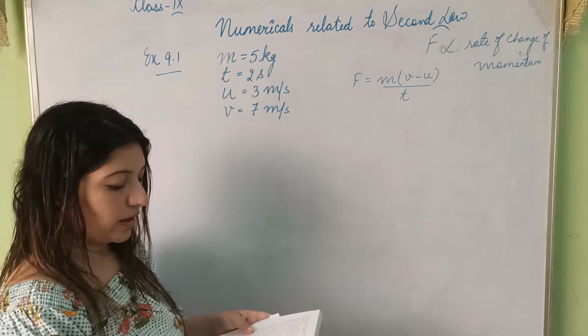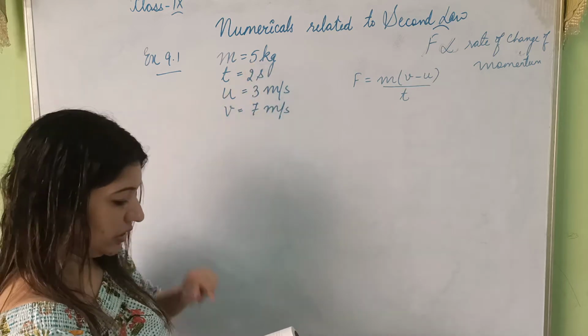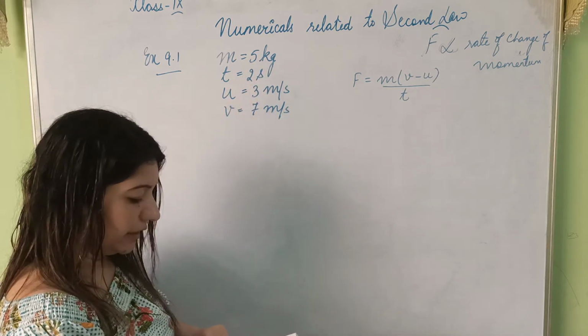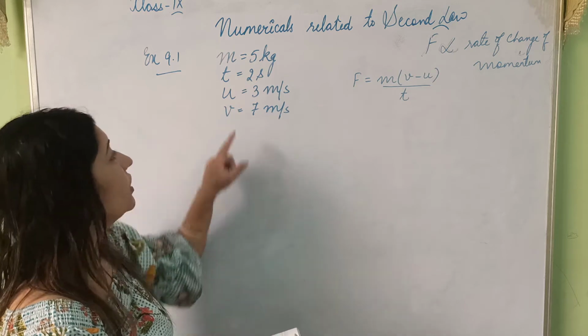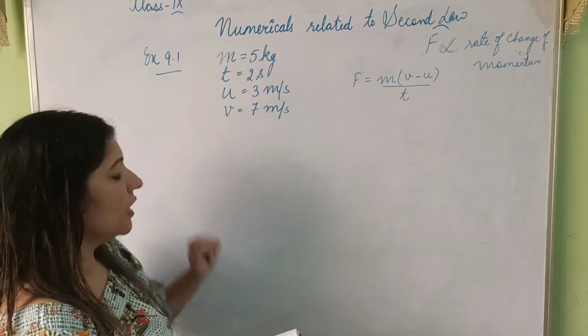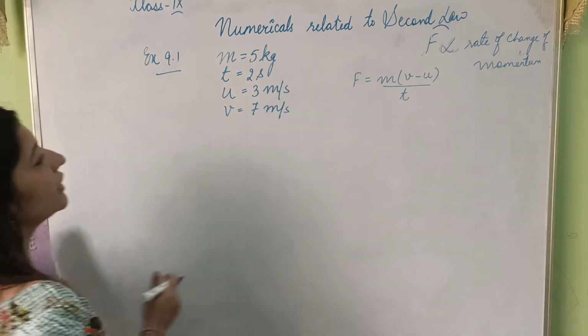Example 9.1: a constant force acts on an object of mass 5 kg for a duration of time of 2 seconds. It increases the object's velocity from 3 meters per second to 7 meters per second. Now 3 meters per second is your initial velocity, final velocity is 7 meters per second. Find the magnitude of force.